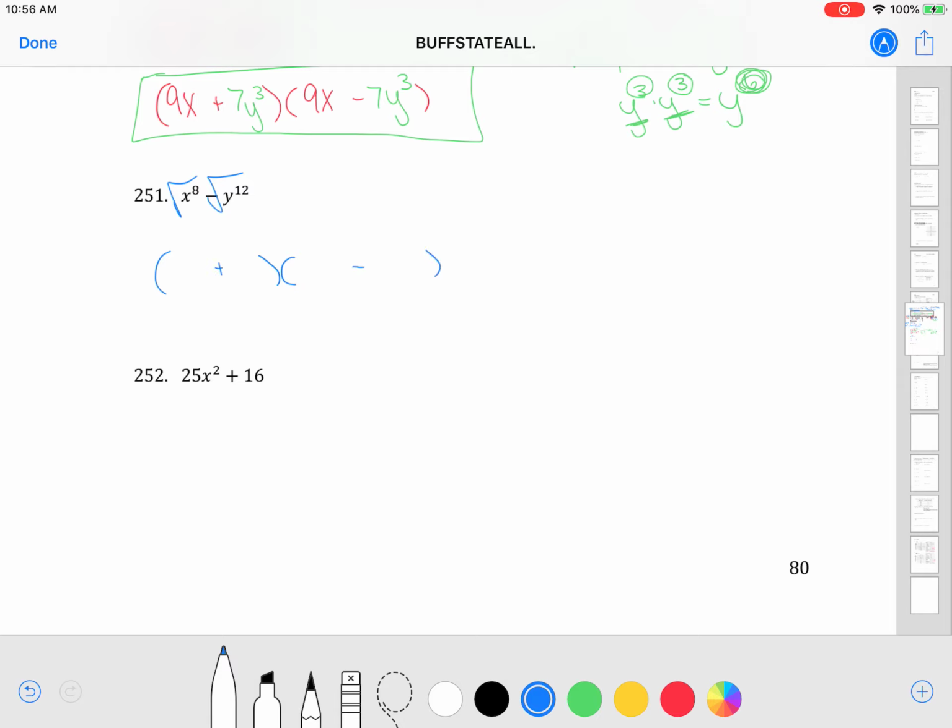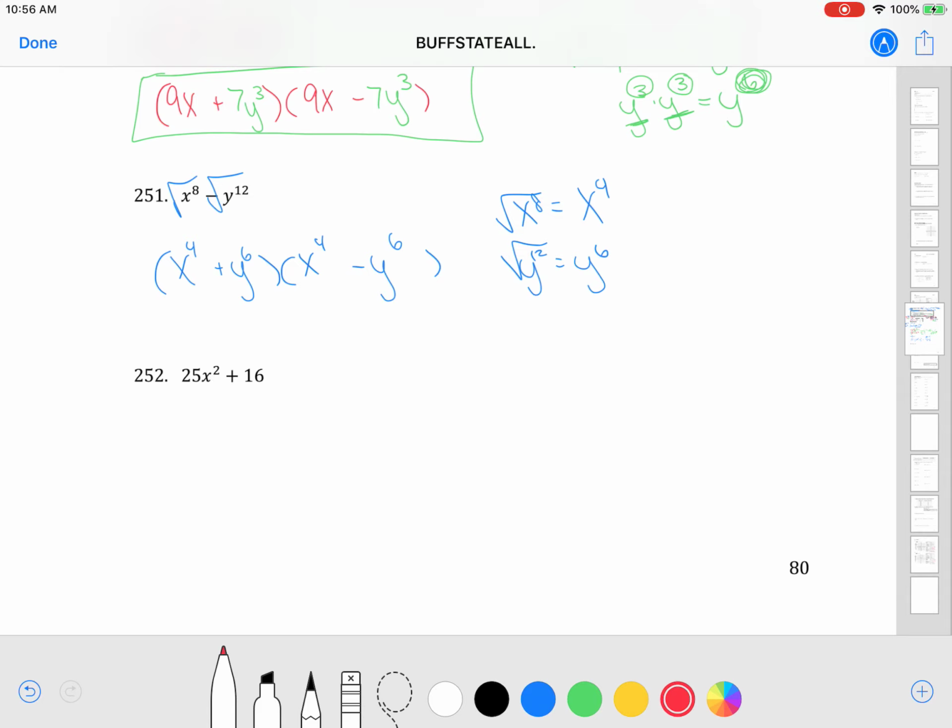1 plus, 1 minus. Now the square root of x to the 8th, all I do is cut my exponent in half. Half of 8 is 4. Same thing with y to the 12th, cut that exponent in half, I get y to the 6th. So x to the 4, y to the 6th, x to the 4, y to the 6th. Okay. For now, yes, that is your answer.